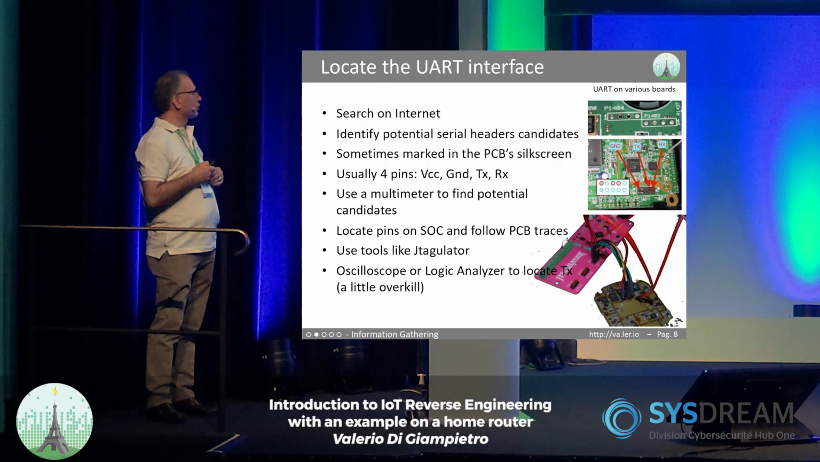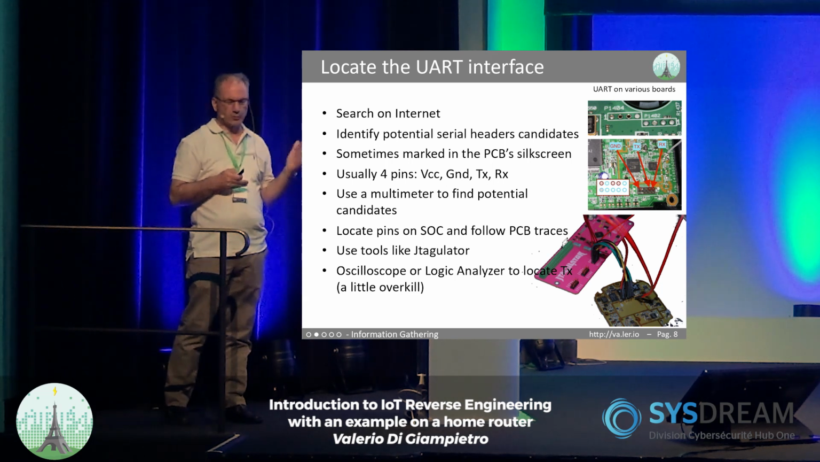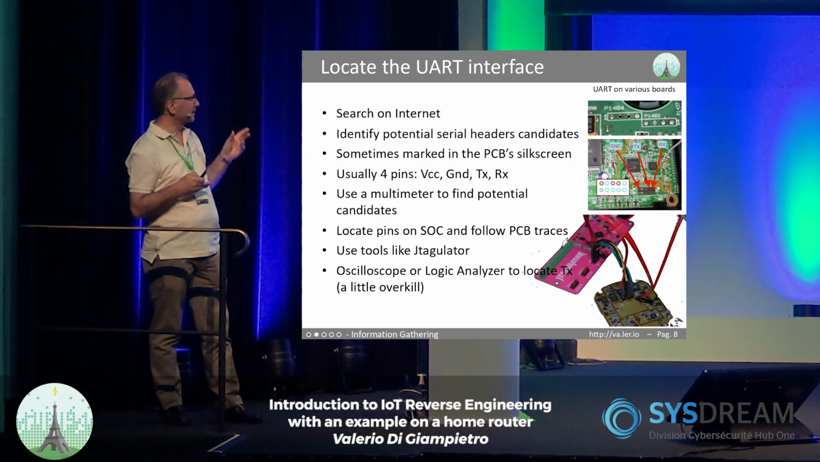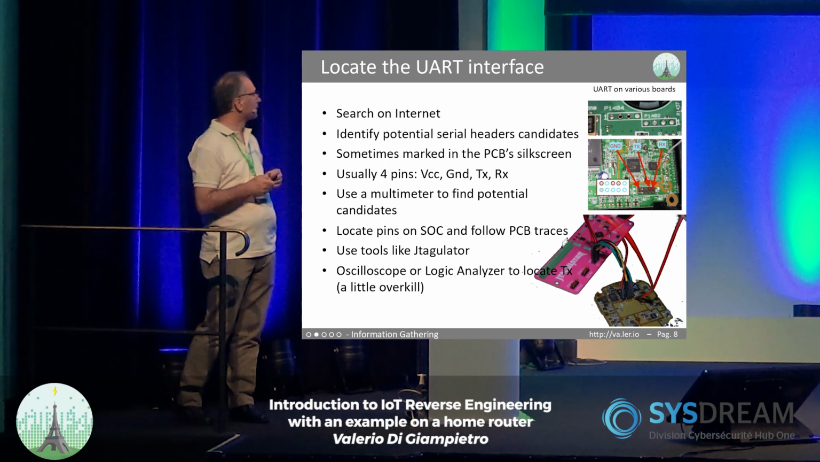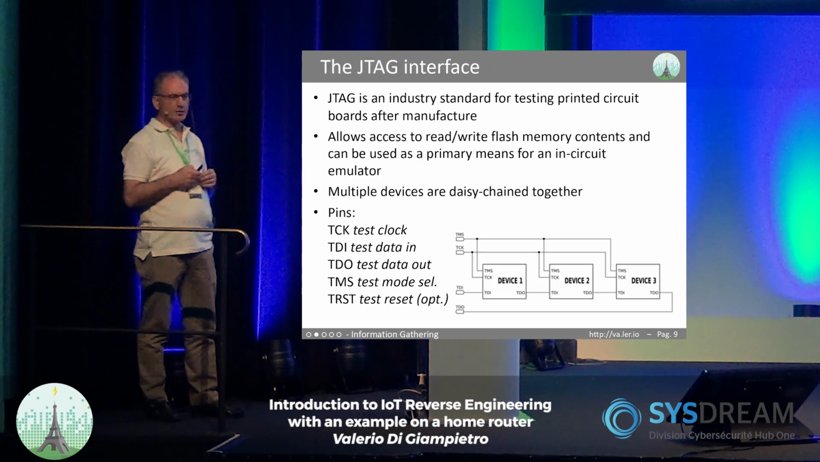We can also use an oscilloscope or a logic analyzer to locate the TX pin, because for sure during a boot something will be written on the serial console and this pin will go up and down. But maybe this is a bit overkill. We also want to locate the JTAG interface.